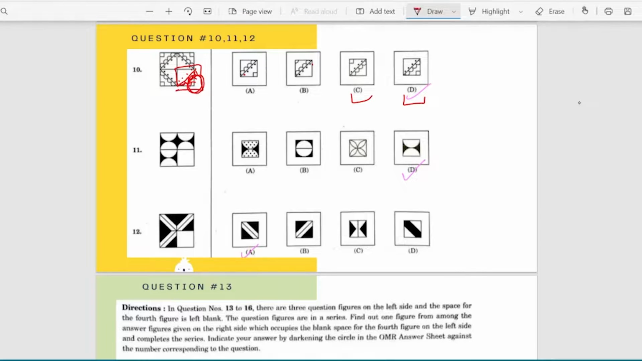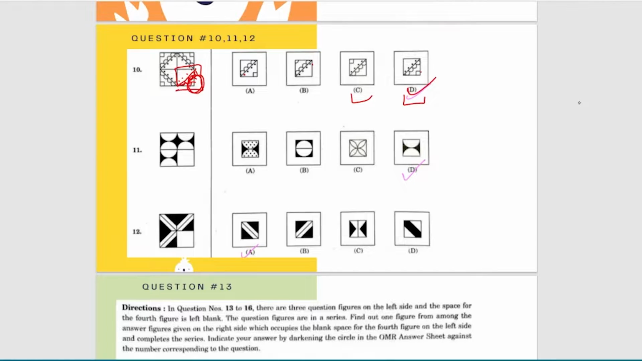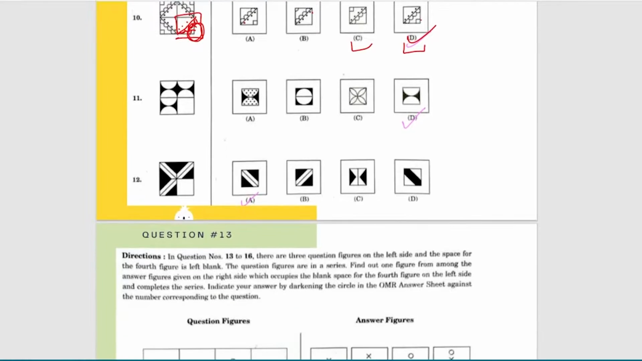So C does not have the right angle, but D has the right angle. So that's why the correct answer is D. Now let's look at the 11th question.